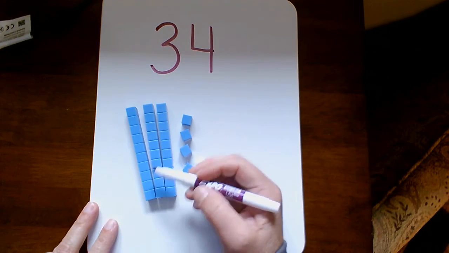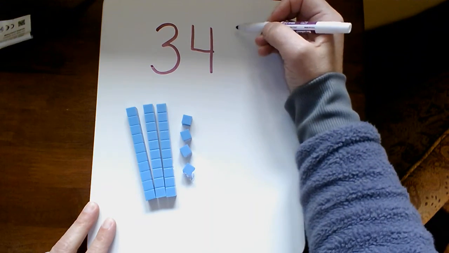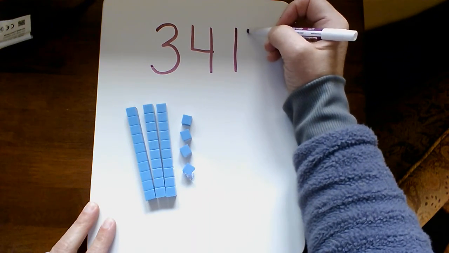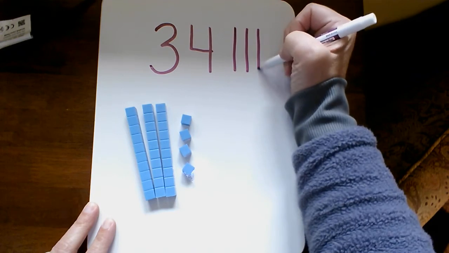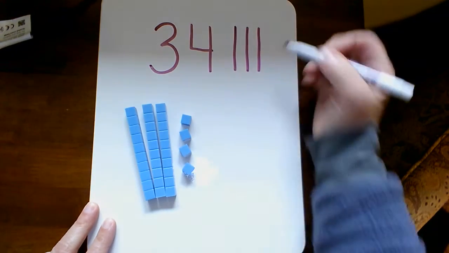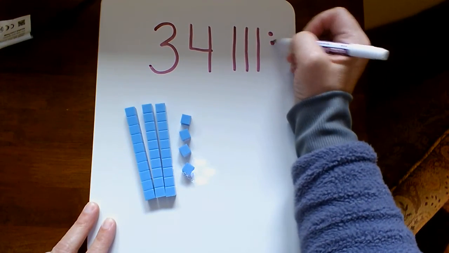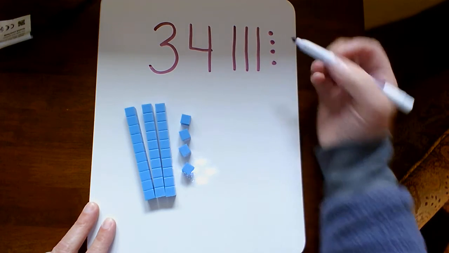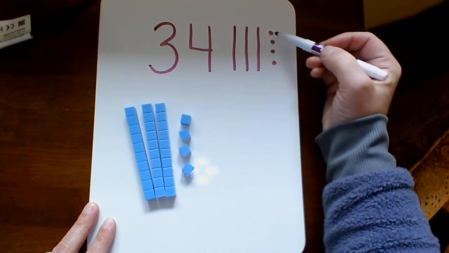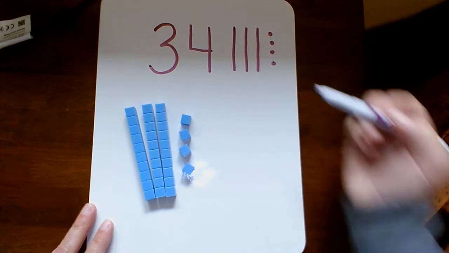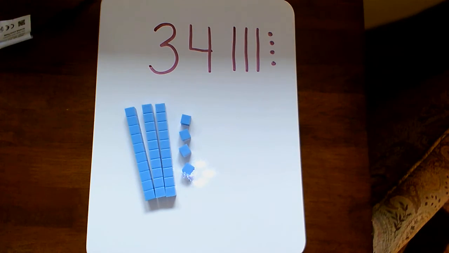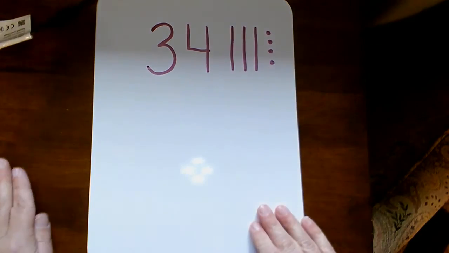So I see 3 tens blocks, and you can represent those with just lines. That's pretty easy. 1, 2, 3, and then 1, 2, 3, 4 of the little blocks, and you can do dots for those. So 10, 20, 30, 31, 32, 33, 34. That's how you would do 34. Okay, let me give you another one to practice.